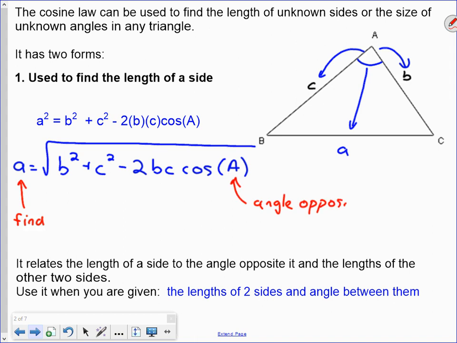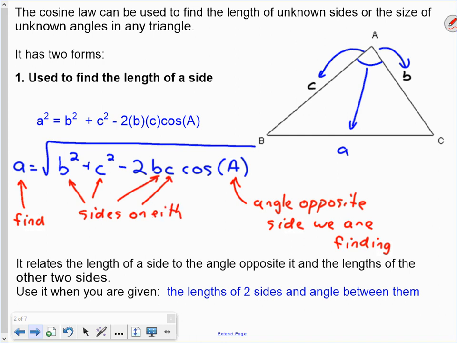So let's say angle opposite the side we are finding. And then here and here and here and here are the other two sides, so the sides on either side of the angle. So the side that we're trying to find and the angle always need to match up here and here, and then it's just the other two sides.